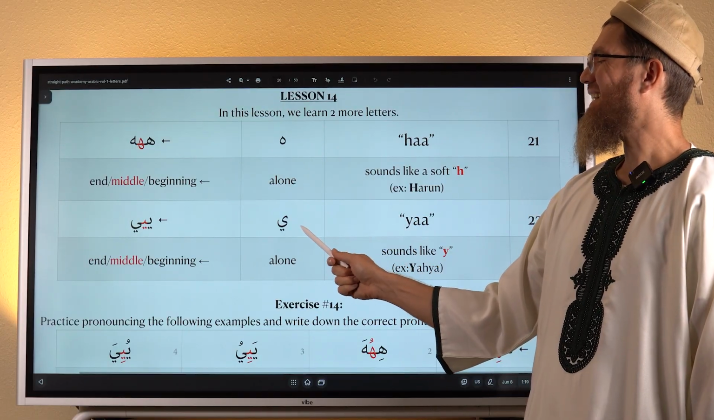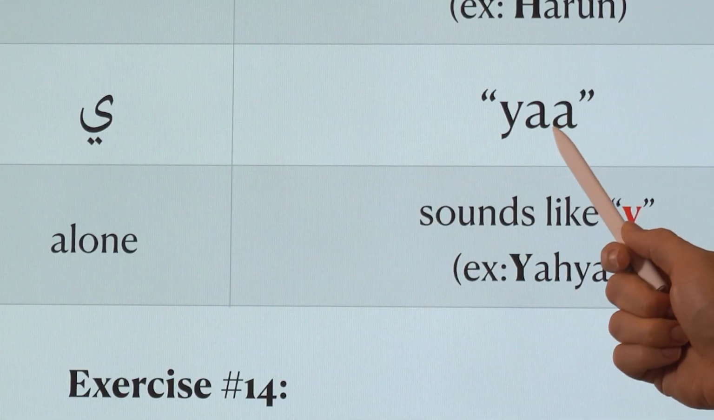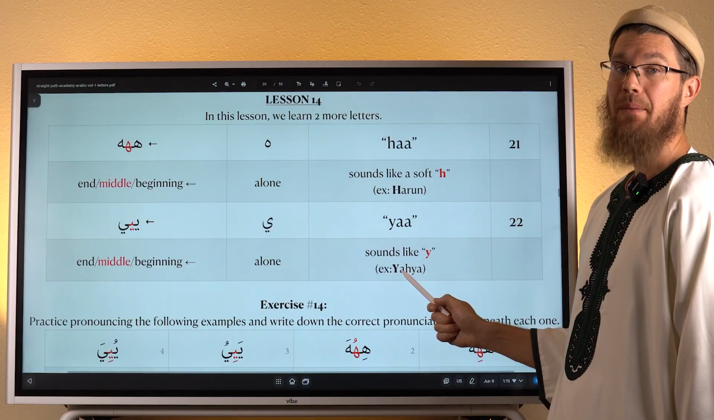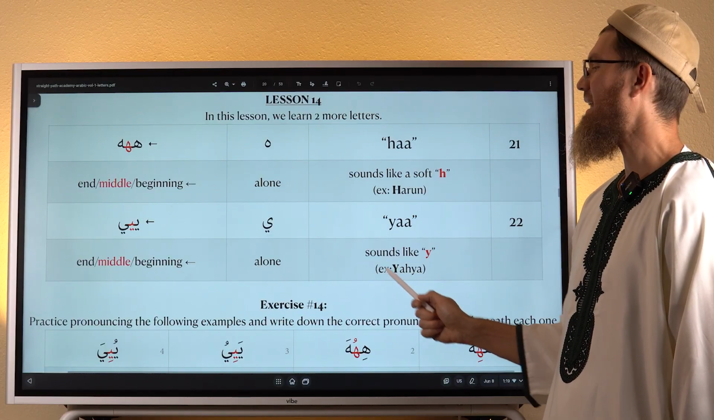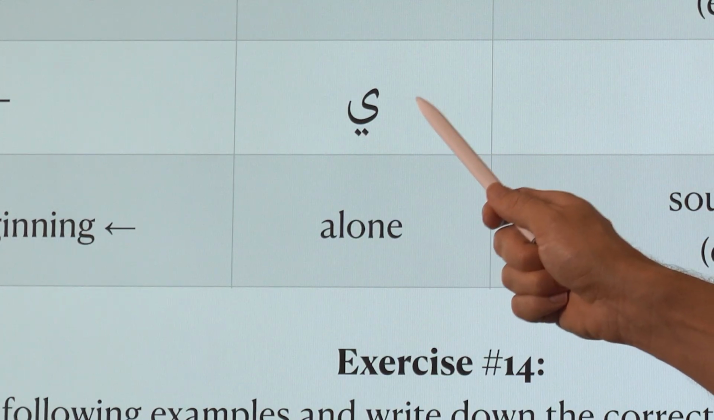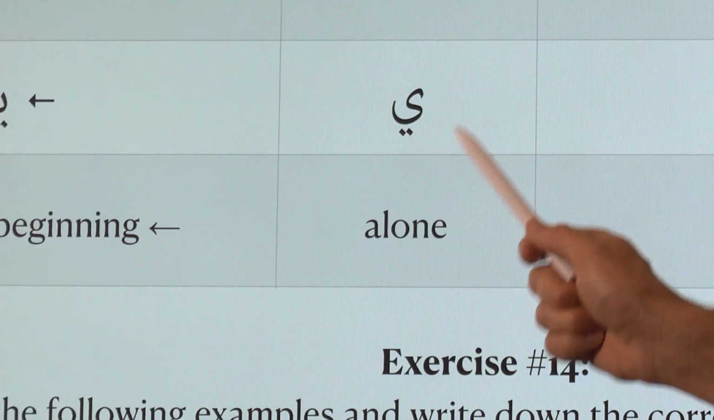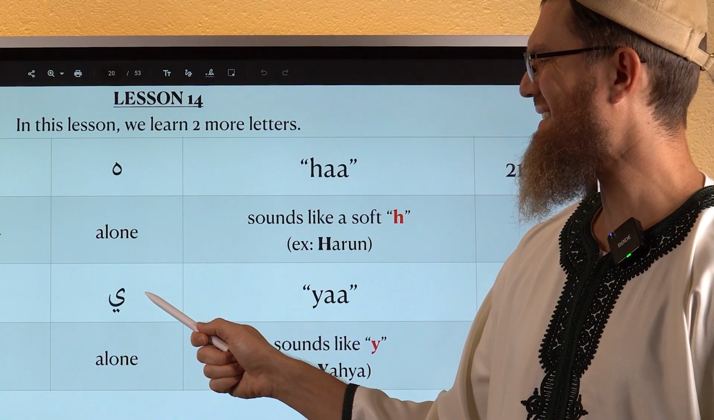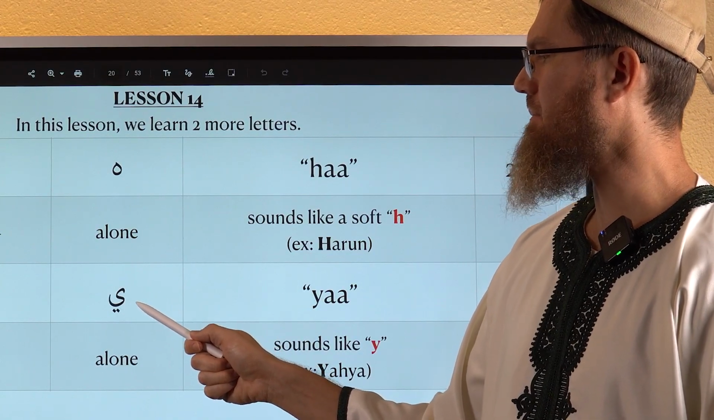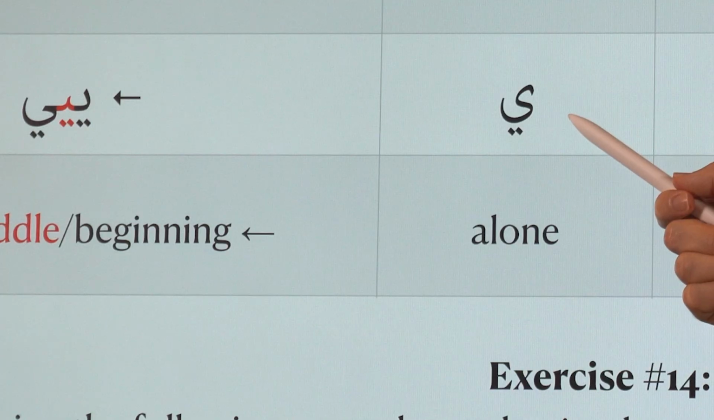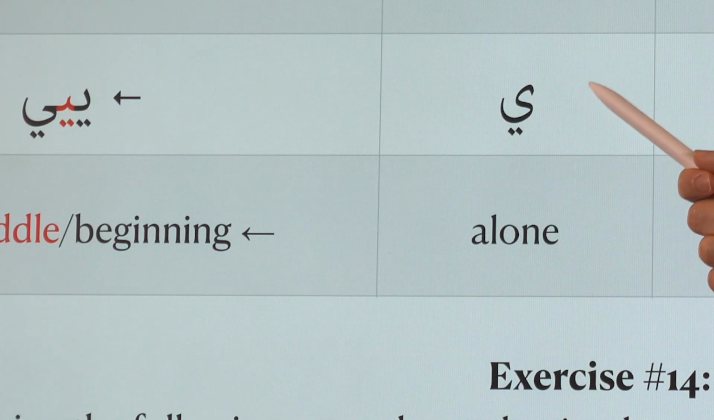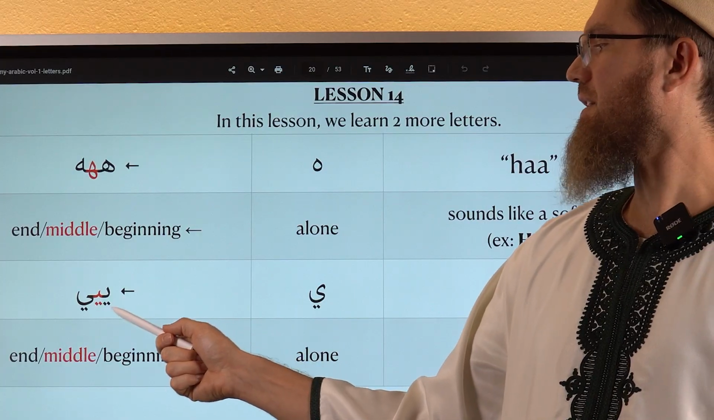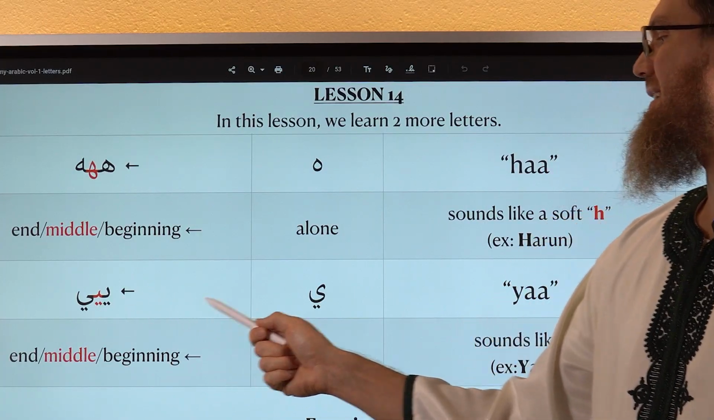Next, we have the letter Ya. The letter Ya sounds similar to the English letter Y. For example, the name Yahya begins with the letter Ya. This is how the letter Ya looks when it's written alone, and this is how it looks in the beginning, middle, and end of a connection. As we can see, it has that U shape at the bottom, somewhat similar to the Ba, Ta, and Tha. However, only the letter Ya has two dots underneath. So when you see those two dots underneath, you know that it is the letter Ya.